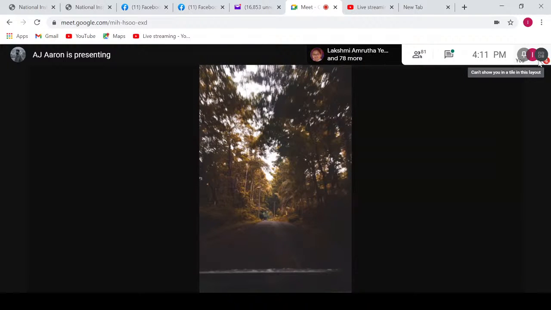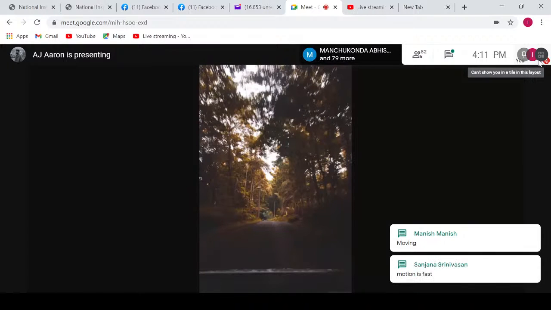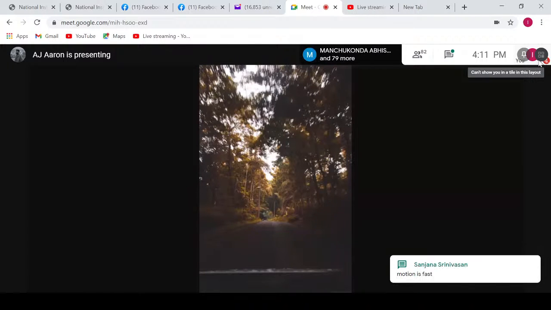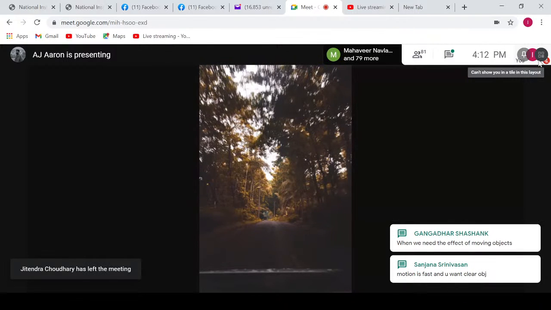Okay, what are some scenarios where you need a very high shutter speed? Sports photography. Yeah, sports photography. Fast moving objects are present. Yeah, whenever there's a lot of motion, sports, adventure photography. To capture minute moments. Yeah, correct.